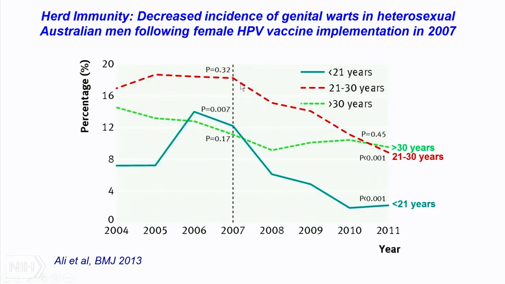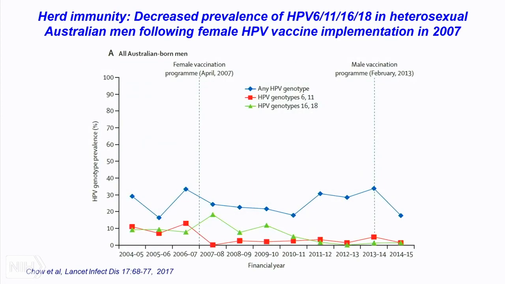And the men who were 21 to 30 in the red interrupted line, they're in between the 21-year-old and the more than 30-year-old. Let me repeat: these men were not vaccinated. These men are benefiting from the decrease of exposure that they're getting from the women. So this is presumptive evidence of herd immunity.